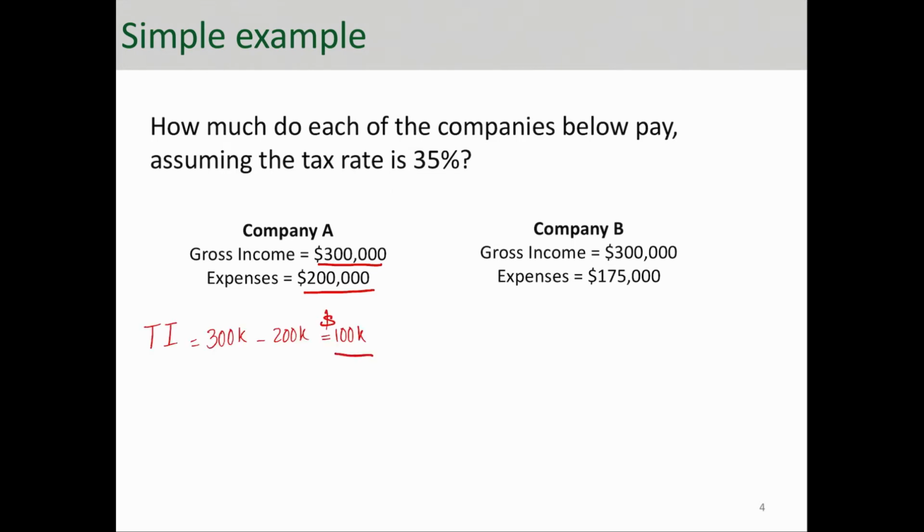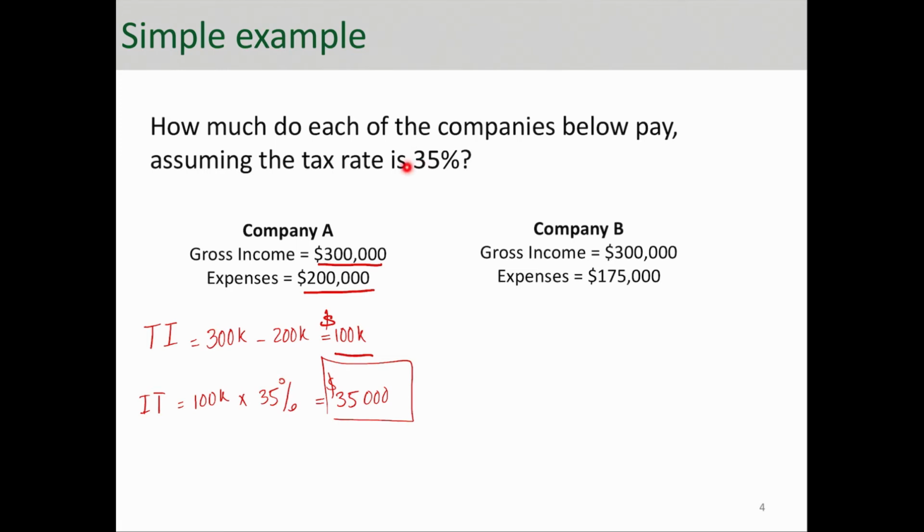Now, given the taxable income of $100,000, this company is going to pay 35% tax. That means the income tax is going to be $100,000 times 35%, and that is $35,000. That's going to be the tax amount that this company will pay. So now if you look at the tax that this company ended up paying and compare it to the gross income, which was $300,000, it's a little over 10%. And this is called the effective tax rate. The effective tax rate for this company was a little over 10%.